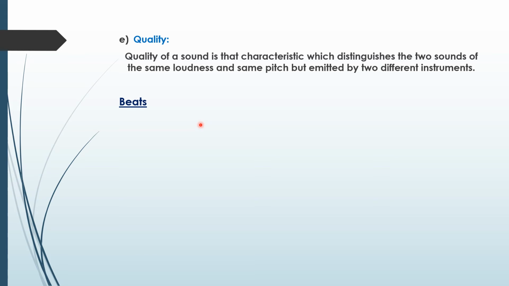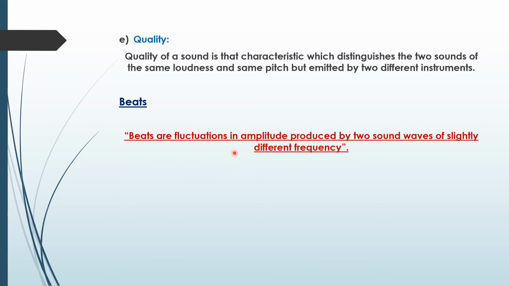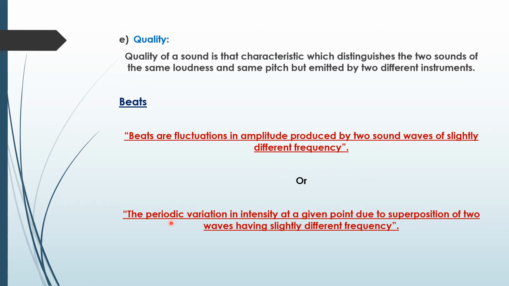Now, let's talk about beats. Beats are fluctuations in amplitude produced by two sound waves of slightly different frequency, or the periodic variation in intensity at a given point due to superposition of two waves having slightly different frequency. So the difference between beat and interference is that in interference the frequency of the two waves should be same, but in beats the frequency of two waves is slightly different.